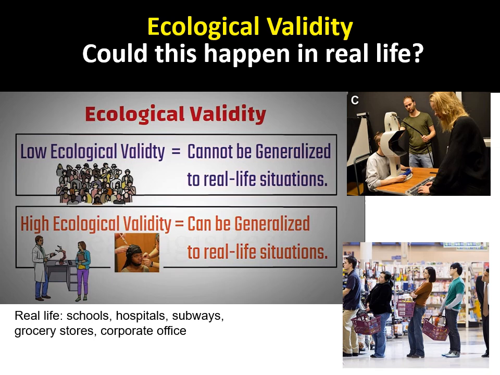So standing in line at the grocery store, the picture at the bottom, that could be generalized to real life situations. So if we do the study in a subway, in a hospital, in a school, in a corporate office, it has a lot higher ecological validity. So it's the right study, it's the right test, and it's in a naturally occurring environment.